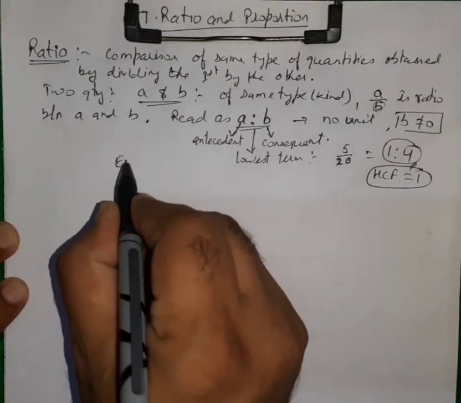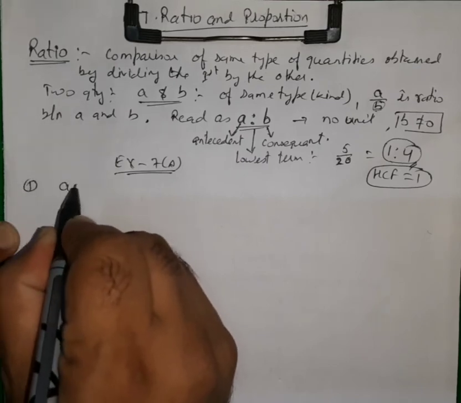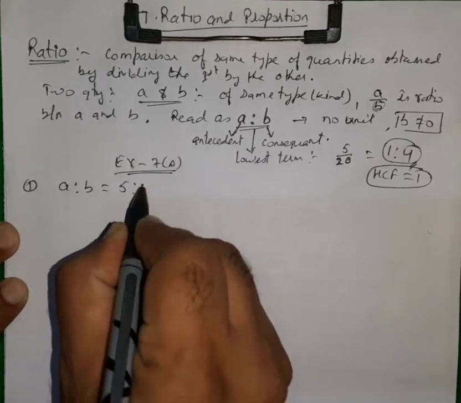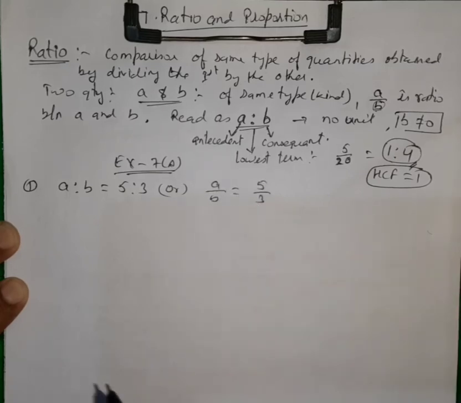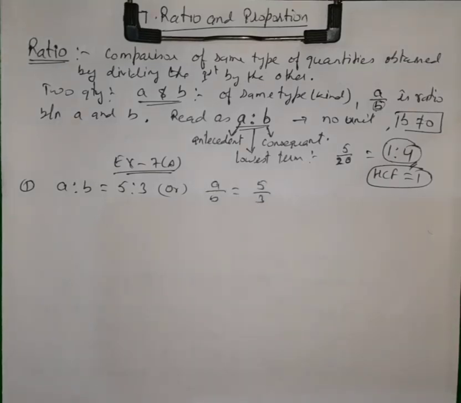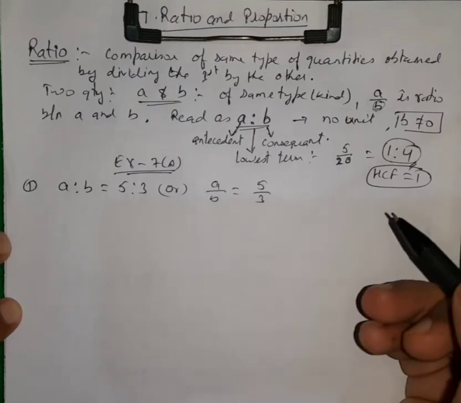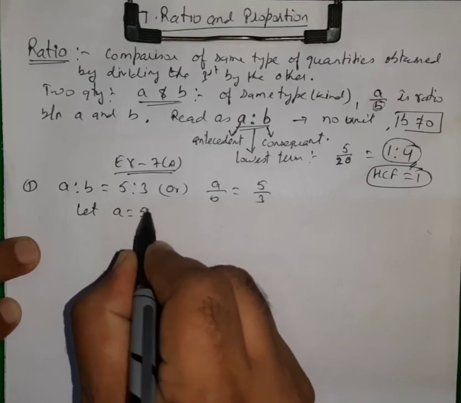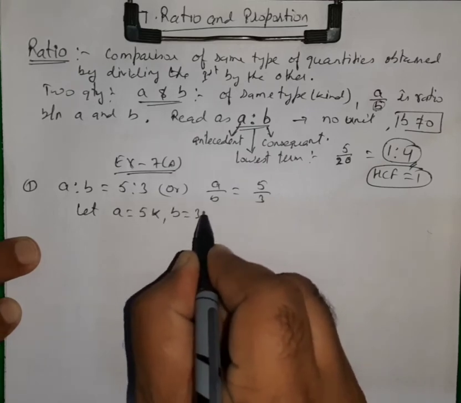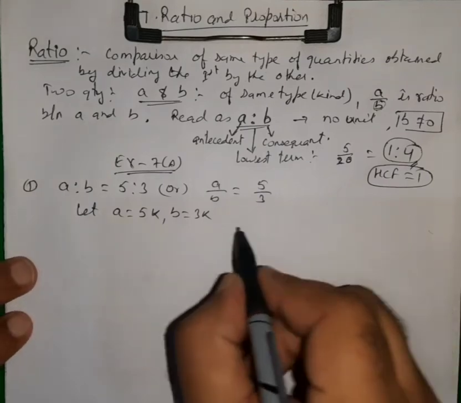So here, A is to B is equal to 5:3, or we can say that A over B is equal to 5 over 3. Please remember here A is not equal to 5 and B is not equal to 3. Please do not take it in this way. Here we can say A is equal to 5K and B is equal to 3K, but it is not 5 and 3. Please remember this.